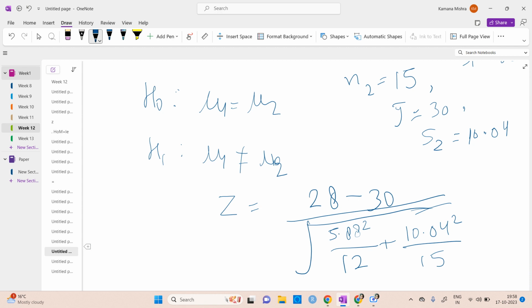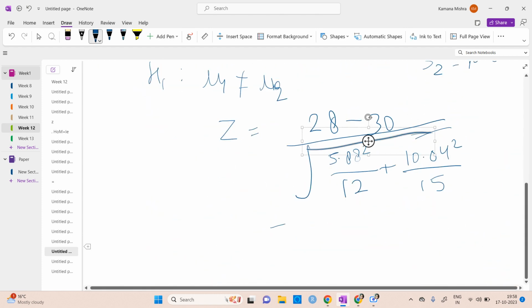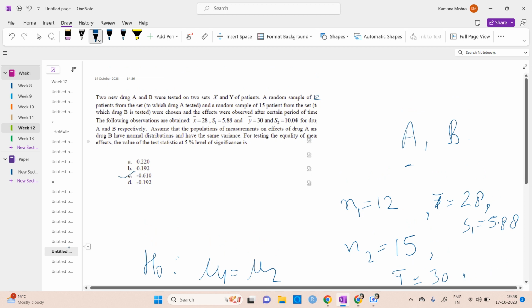5.88 square divided by 12 plus 10.04 square divided by 15, so it is coming as around 0.64. This is the nearest value. This will be the answer.